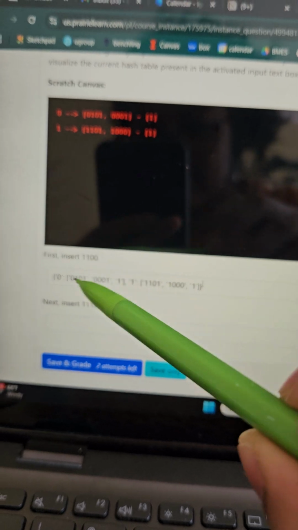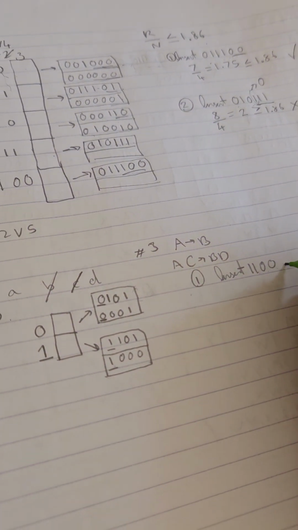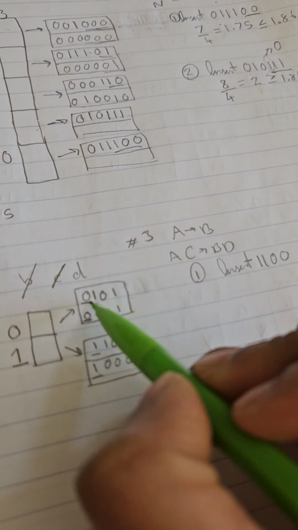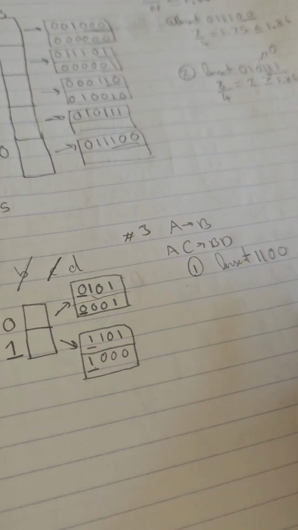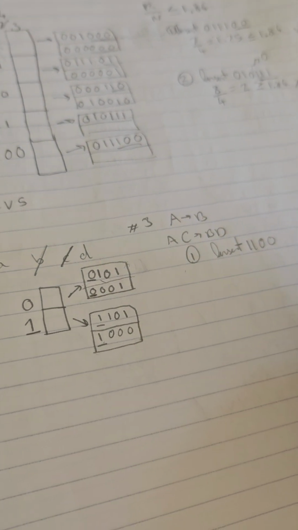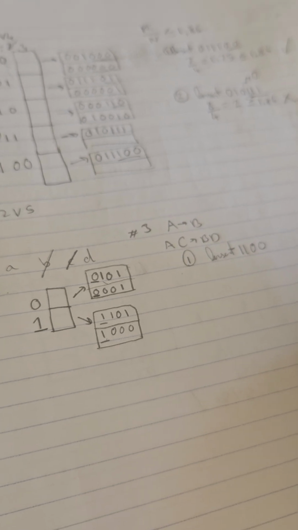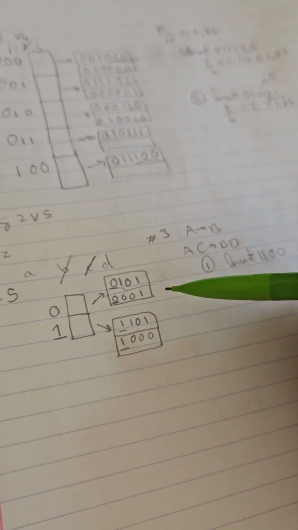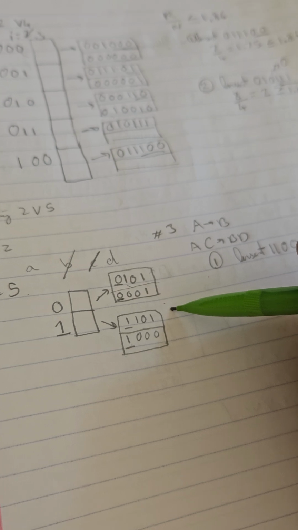So we're first asked to insert 1100. Inserting 1100, we obviously have no room for that in our table. So with extensible hash tables, what you have to do when you don't have any room is double the number of buckets. So I'm going to double the number of buckets.